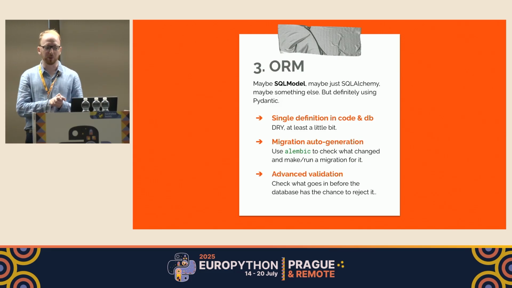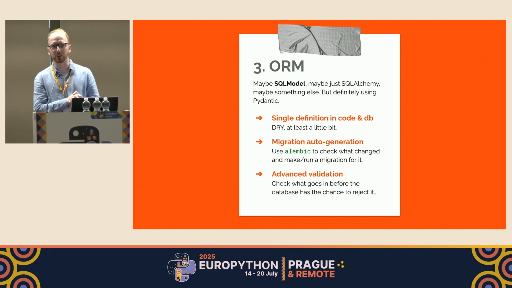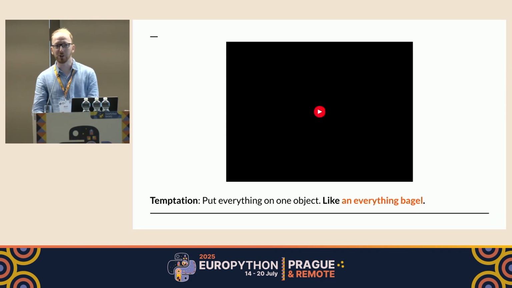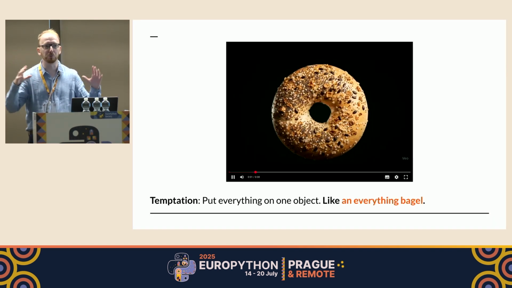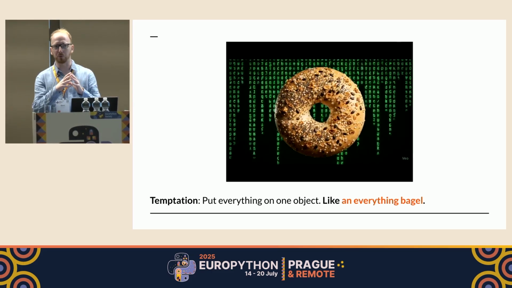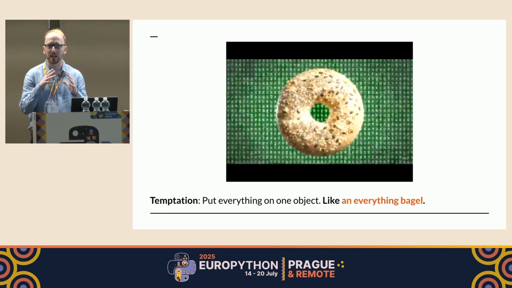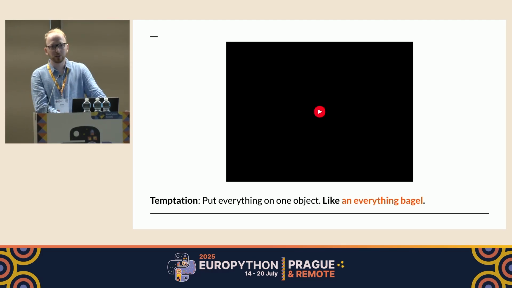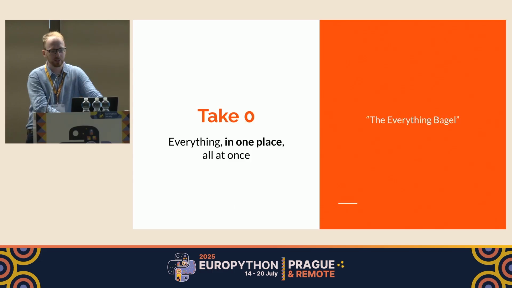You can auto-generate migrations, and you can do advanced validation that perhaps your database can't. So the temptation here, of course, is to put sort of everything into the single object, a God object, an everything bagel. And we will take a look at why that fails and what other alternative approaches there are.